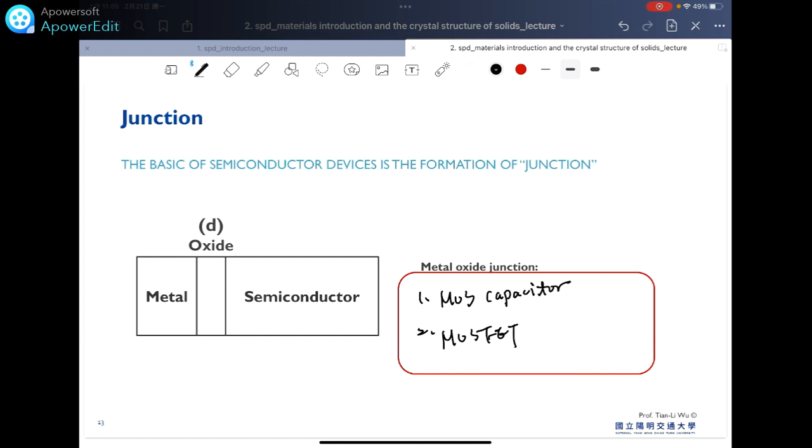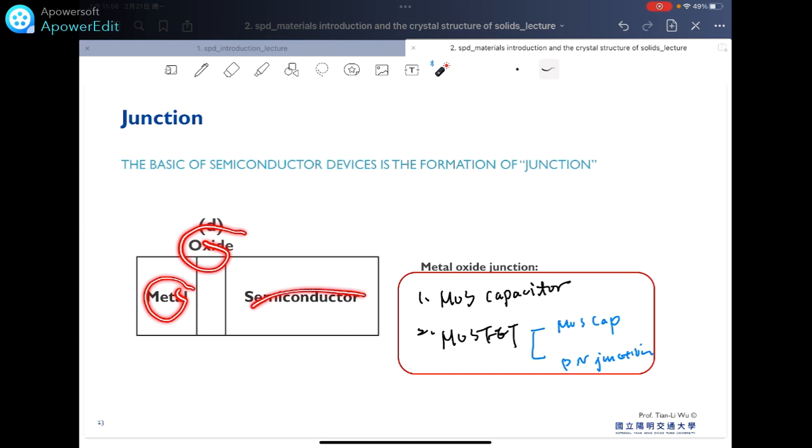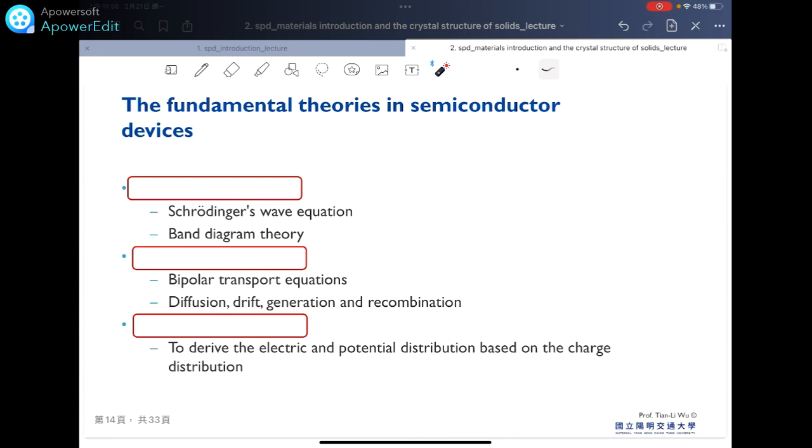As we already mentioned, the MOSFET actually is just a structure combined with the MOSCAP and also the PN junction. So if you really want to fully understand the MOSFET, first try to understand the MOSCAP, and then also understand the PN junction. This is a typical MOSCAP. The capacitor is a structure combined with the metal, oxide, and semiconductor. So we also call this a MOS capacitance.